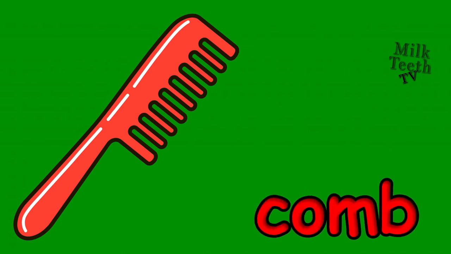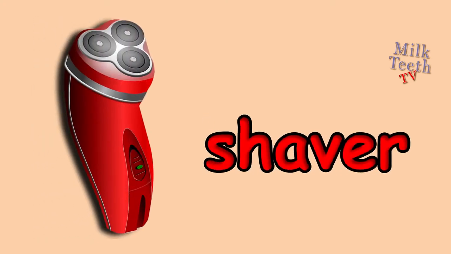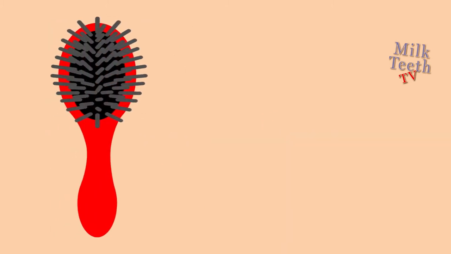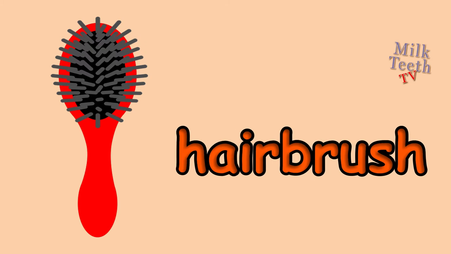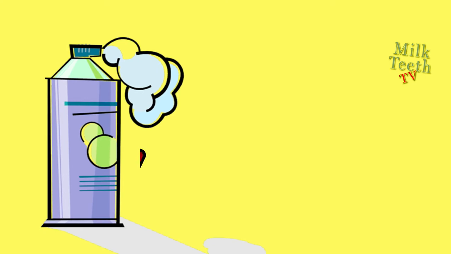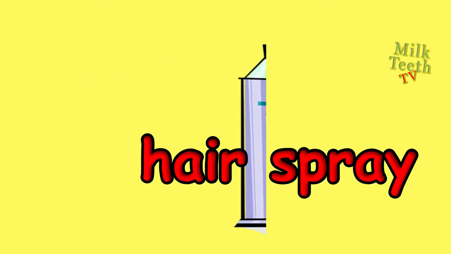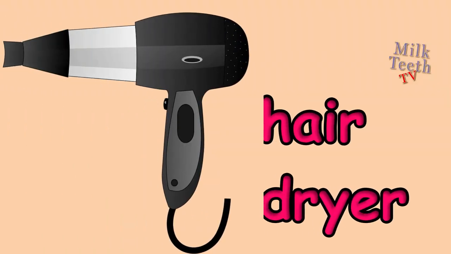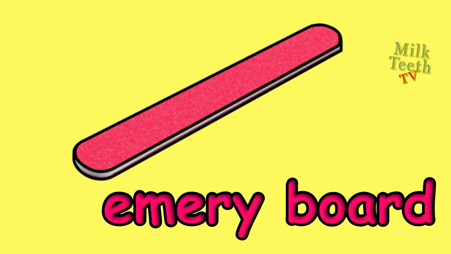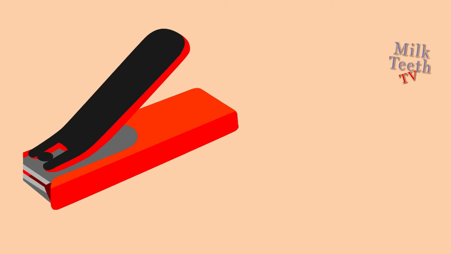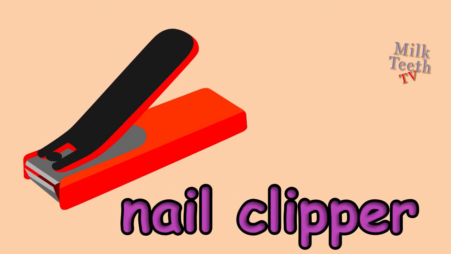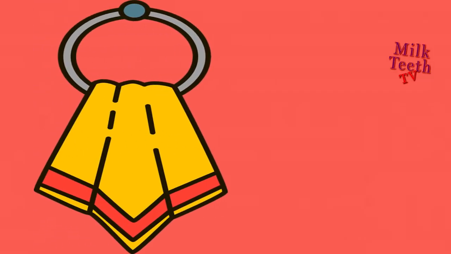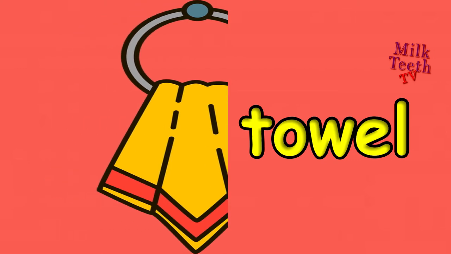Knife. Comb. Shaver. An electrical shaver. Hairbrush. A hairspray. Hair dryer. Emery board, also known as a nail filer. Nail clipper, used to cut nails. A towel. It can be a hand towel or a face towel.